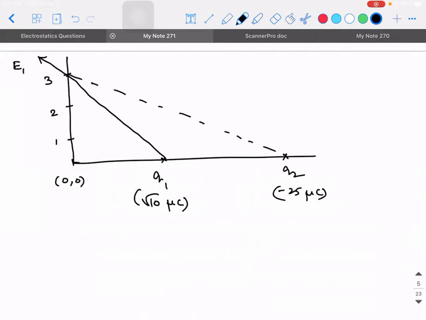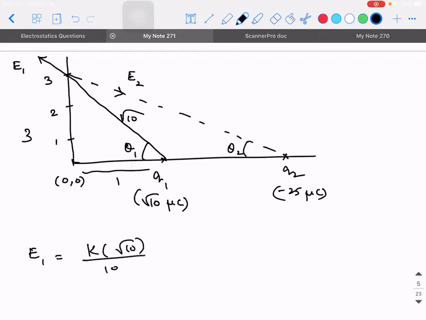Due to Q1, there will be an electric field in this direction. Let me call it E1. Due to Q2, there will be an electric field in this direction. Let's call it E2. If I call this theta 1 and theta 2, because I am able to see a right angle triangle, I thought trigonometry will help me. So what is the electric field due to the first charge? If this is 3 and this is 1, how much is this distance? Root of 10. So kQ by r square.